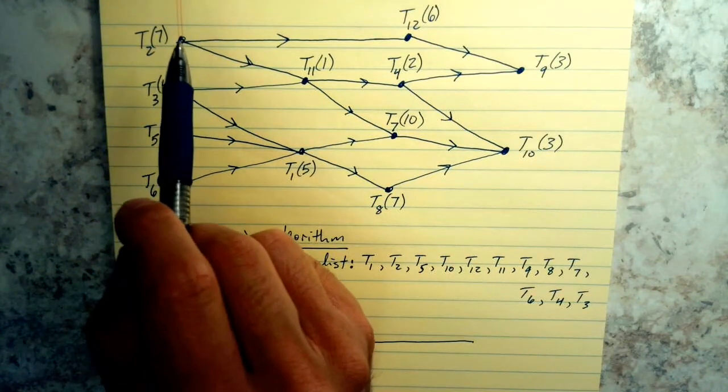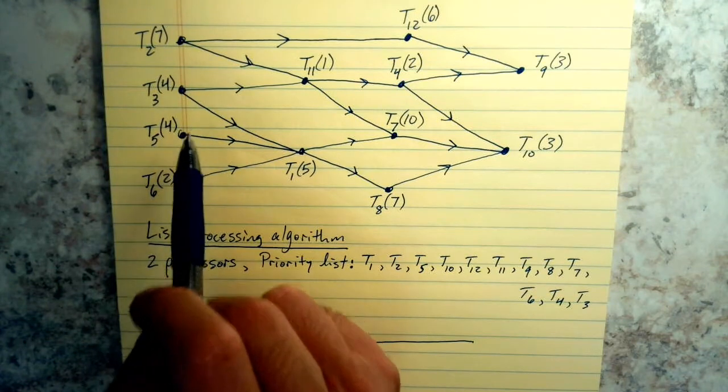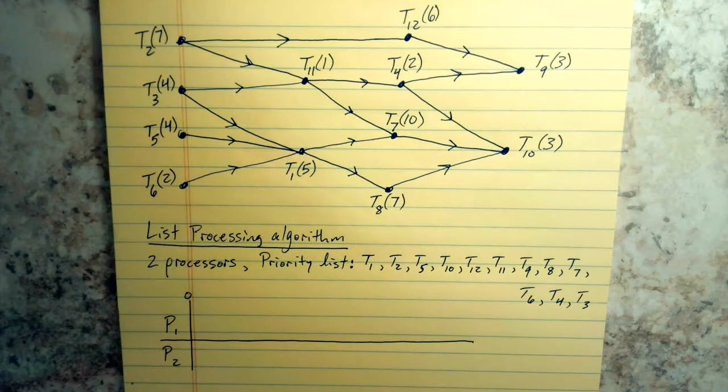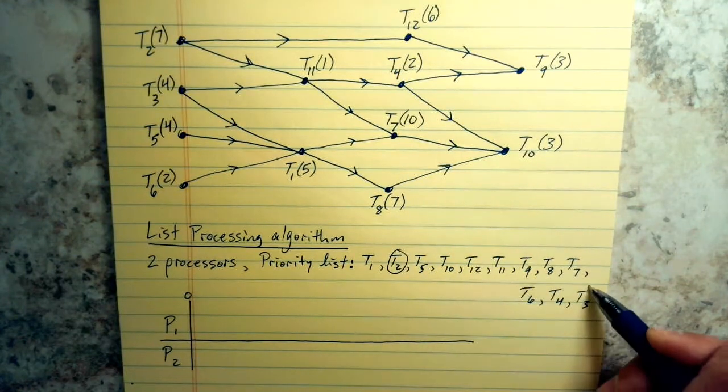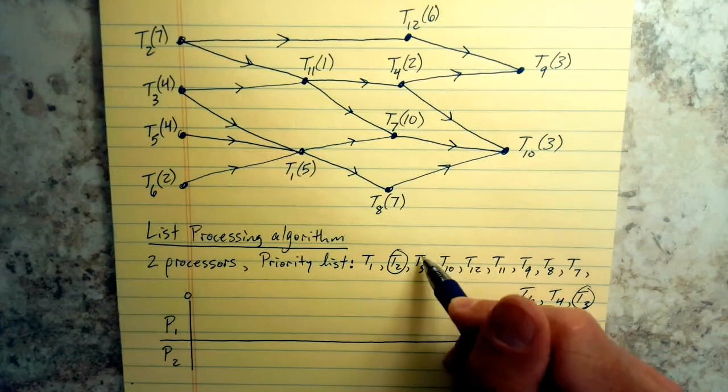But tasks 2, 3, 5, and 6 are ready because they have nothing before them. So I'm going to circle those: 2, 3, 5, and 6.